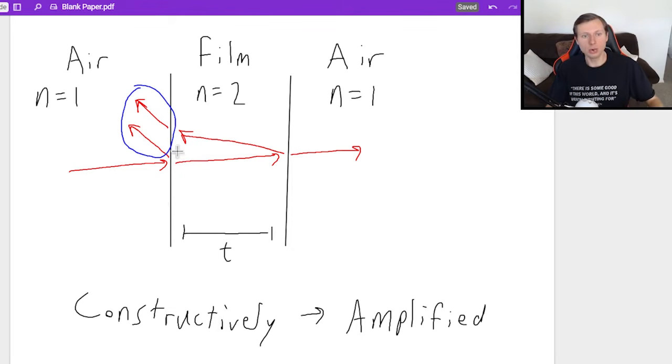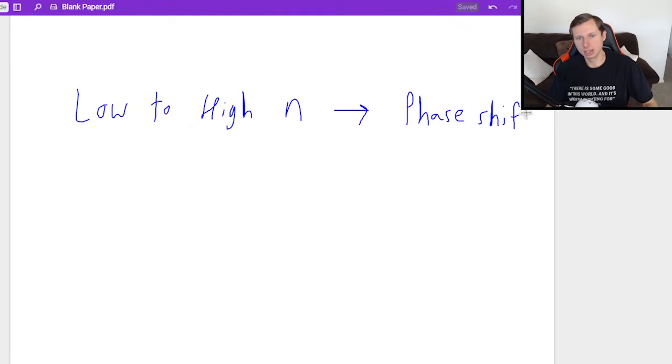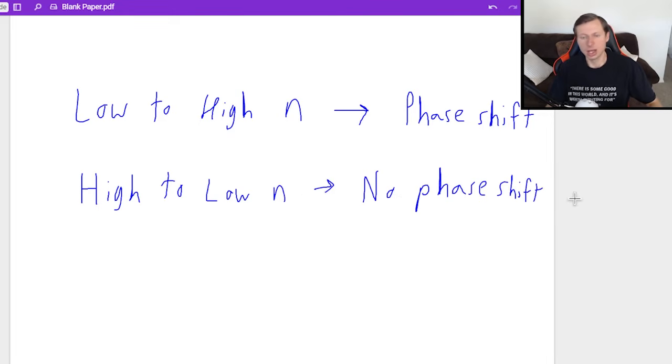When you go from a low to a high index of refraction n, like from air to the film, for instance, then you are going to have a phase shift. And then we compare that to when you go from high to low, there is going to be no phase shift. And you really only want to look in the forward direction. You don't want to look at the reflections.